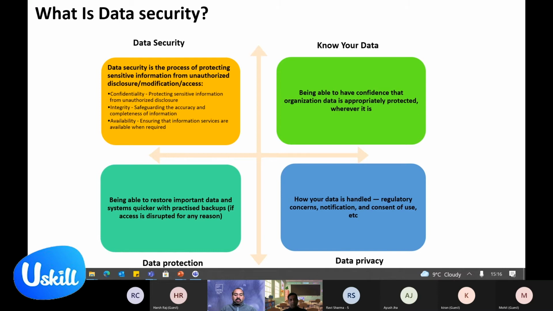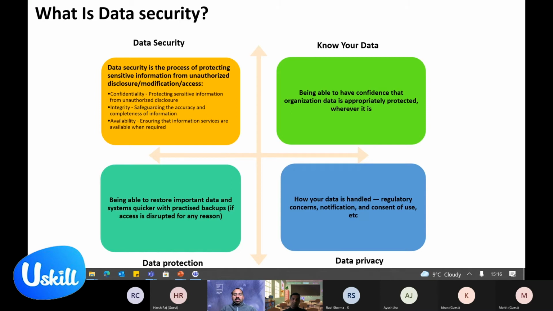Knowing your data: where it is, how the data is traversing in all the phases, who can access the data, what kind of data it is, and where it is hosted. That is another part of data security. So whenever you are implementing data security, you should know where the data is.